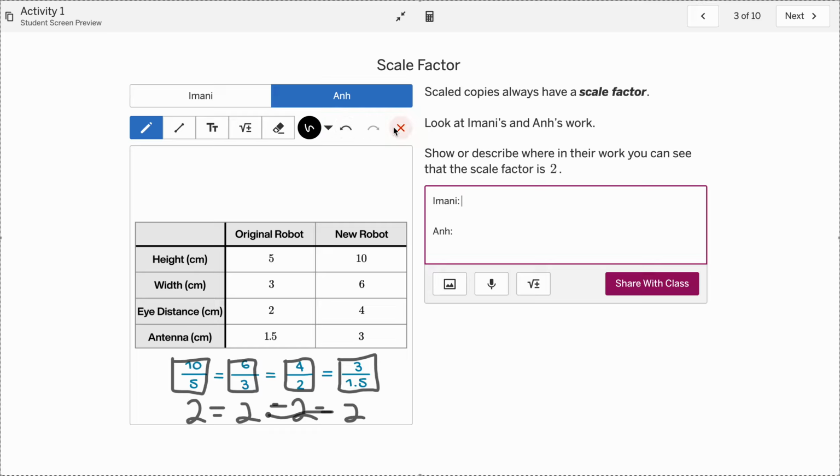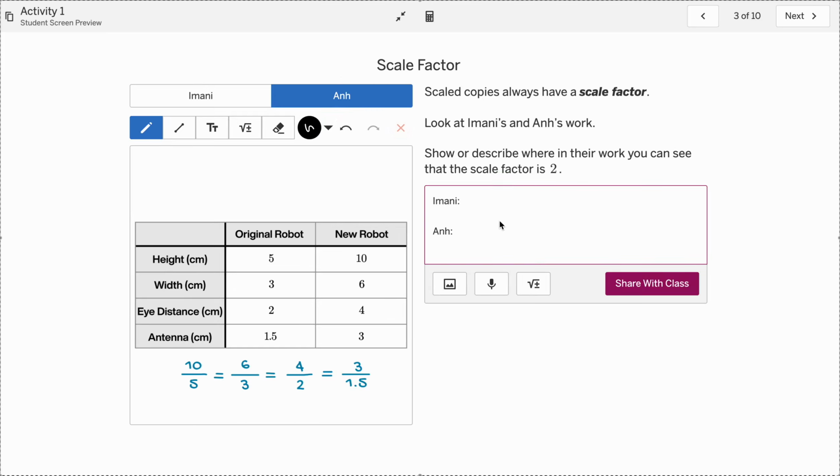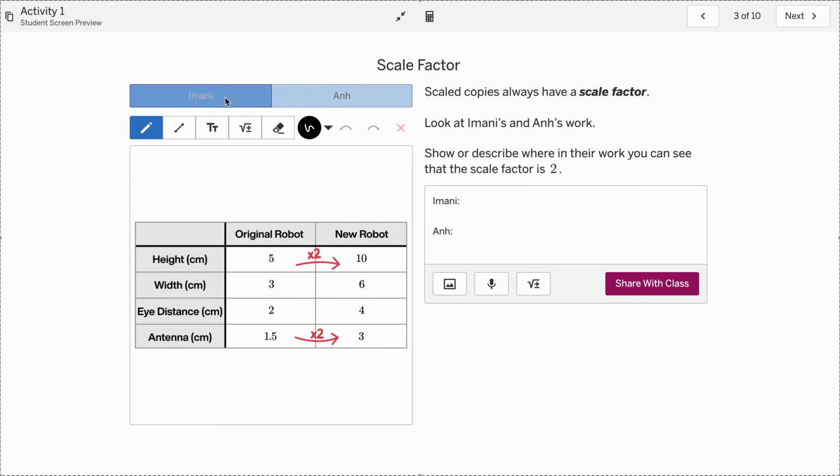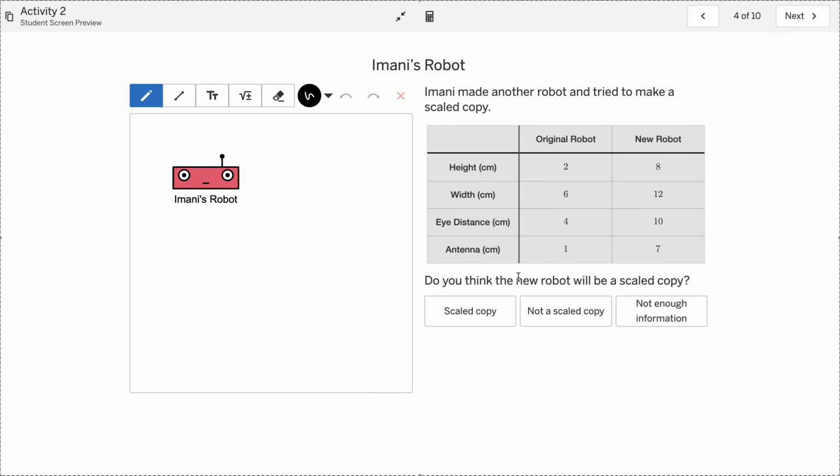I can describe what I just said in my words, but I want you to describe it in your own words. So go ahead and finish that. You can just pause the video, do your answer and go when you're ready. But we're going to move on. So number 4, Imani's robot. Imani made another robot and tried to make a scaled copy. Taking a look at these measurements, do you think the new robot will be a scaled copy? I told the kids in class today that they cannot pick not enough information, that they have to pick one of these two because you have enough information and you're totally smart enough to pick an answer.